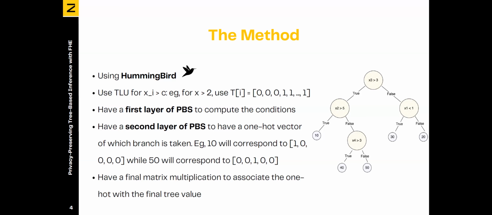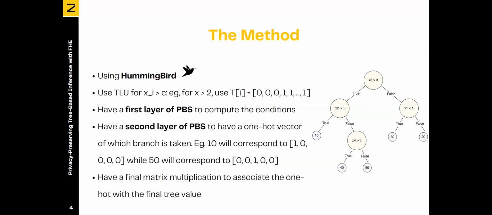So the first idea is to replace the conditions, so the test of the conditions, by a table lookup. For example, if you want to check whether x is larger than 2, you just compute T of x, where T is a table made at the beginning and only once. And you will see that T of x is actually the Boolean coding for x larger than 2. So that's the first thing.